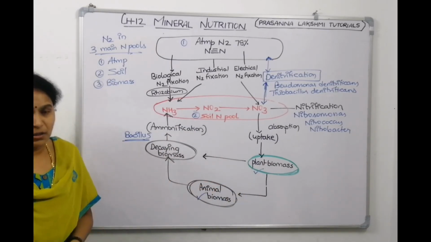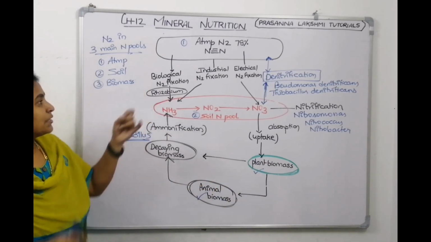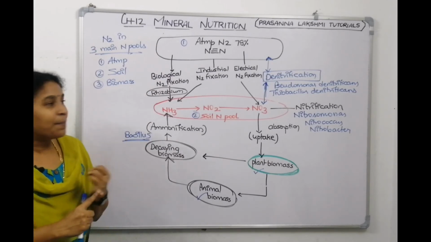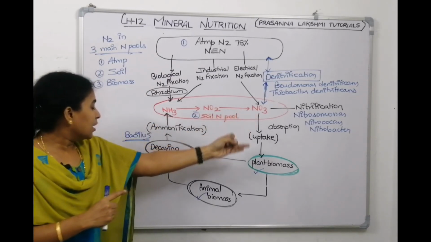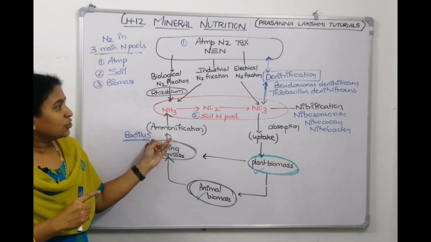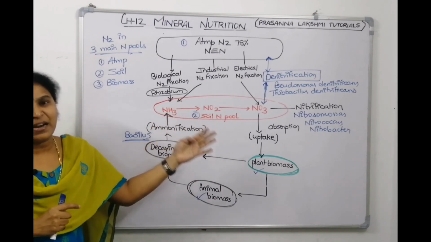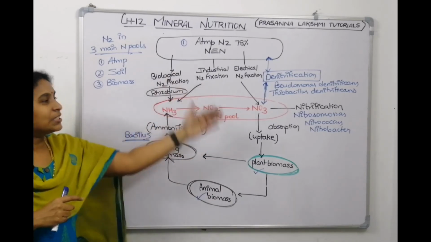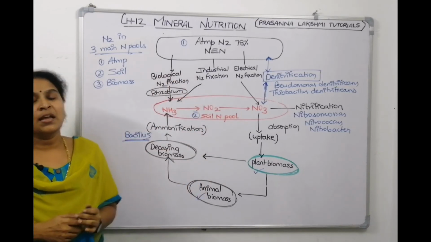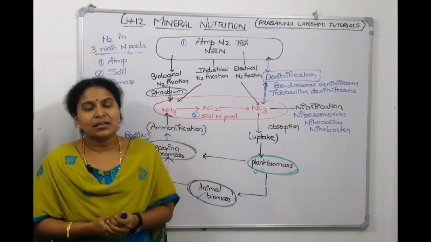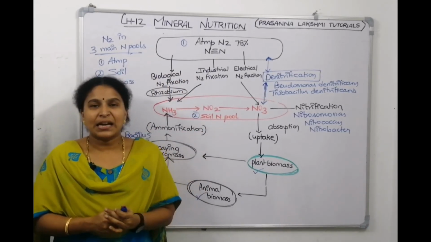We discussed all the steps. First step is nitrogen fixation. Second step is nitrification. Third step is ammonification, then denitrification, nitrogen assimilation. All the steps are there in this cycle only. We will see one by one in detail in the coming classes.